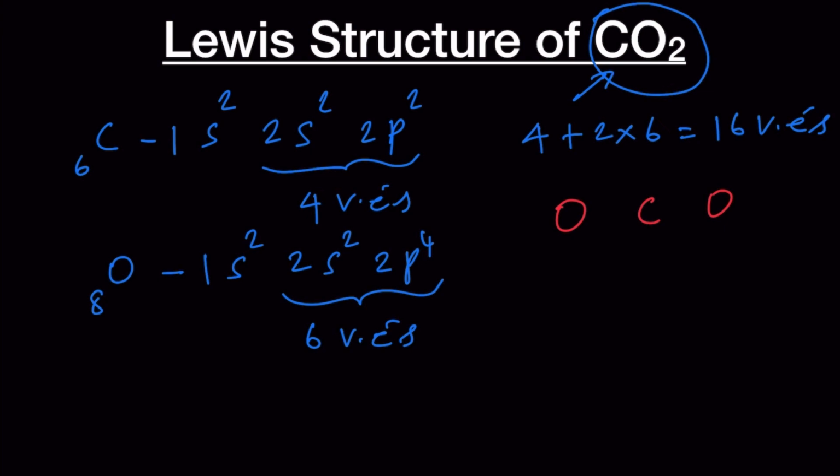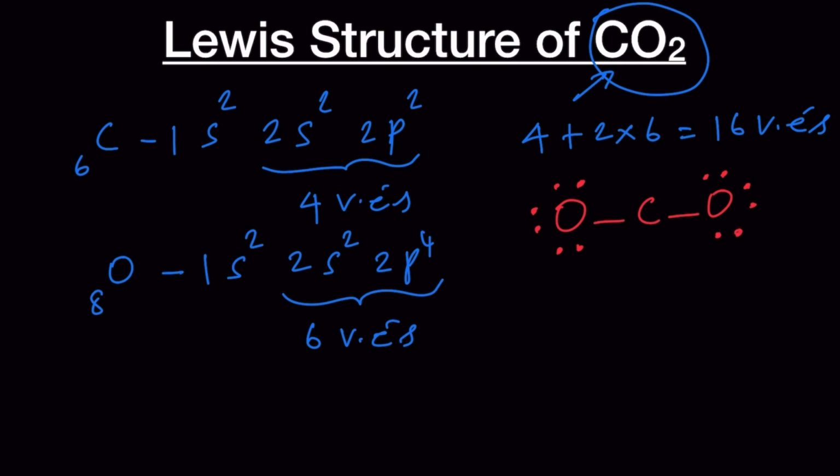Let us make a bond between carbon and oxygen that accounts for 4 valence electrons because we made 2 bond pairs, and the remaining 12 valence electrons we are going to distribute as lone pairs, 3 lone pairs for each oxygen. That accounts for the 12 valence electrons.